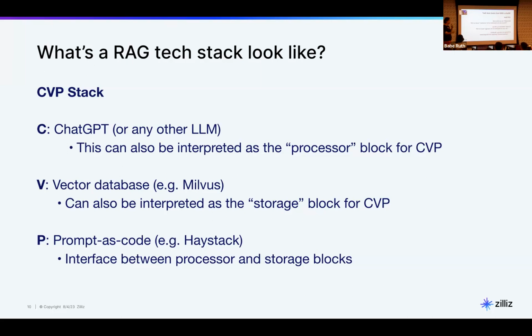And then you have the prompt is code, which is some sort of mechanism to essentially put these two things together, your storage and your compute. And how do you interface with it? So that's the prompt is code. Some examples of something you can use for that are Haystack, LangChain, and Llama Index. And later on, I'm going to show you an example of using Llama Index.